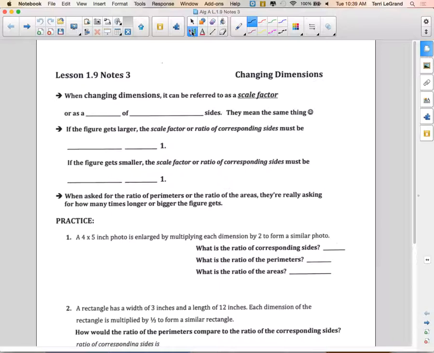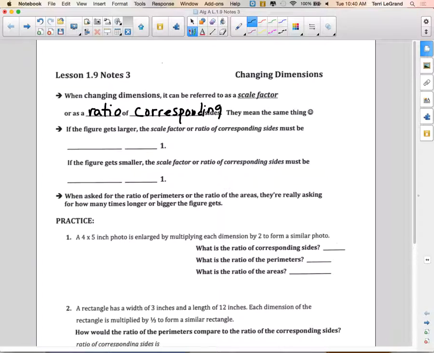So when we are changing dimensions, I'm at the first arrow right here. When changing dimensions, it can be referred to as a scale factor. Now the book does not typically like to use the word scale factor, but it makes more sense. Here's the words they like to use: as a ratio of corresponding sides. So fill that in.